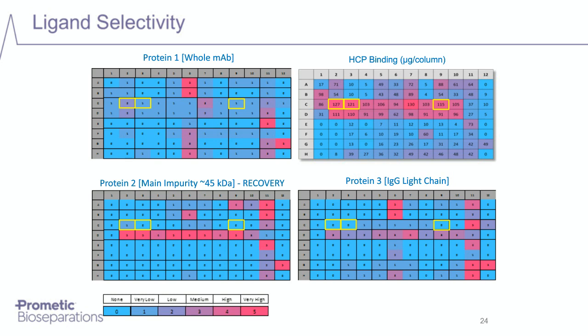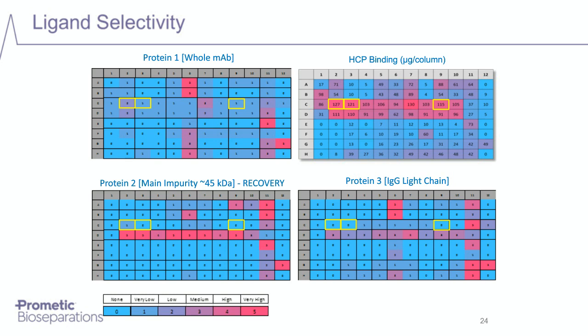So if we wanted a polishing step that didn't bind the antibody or any part of the antibody, but did bind the HCP, then those ligands would be particularly good ligands to select and use for HCP removal from that particular antibody.